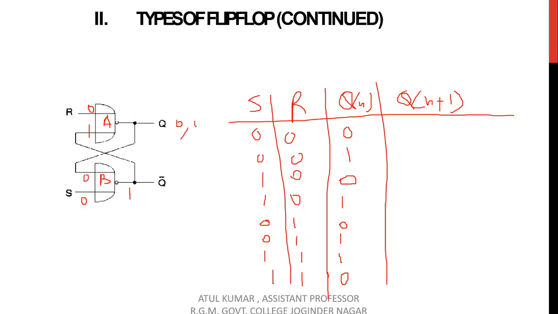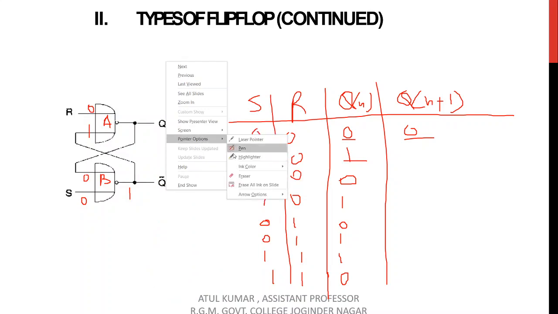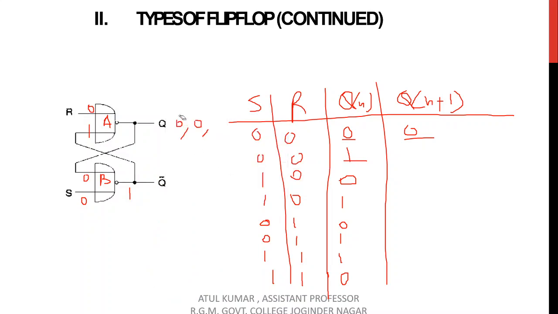So the output is 0. When S is equal to 0 and R is equal to 0 and the previous state is 0, the next state is also 0. Let us see when S is equal to 0 and R is equal to 0 and the previous state is 1. Let us first erase this so that it is easily clear to you.